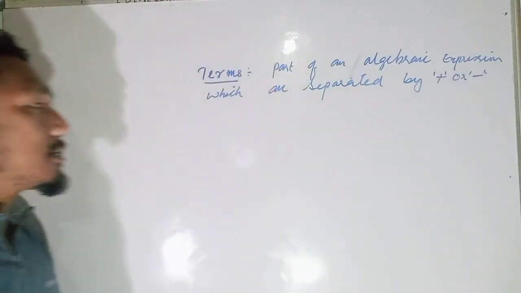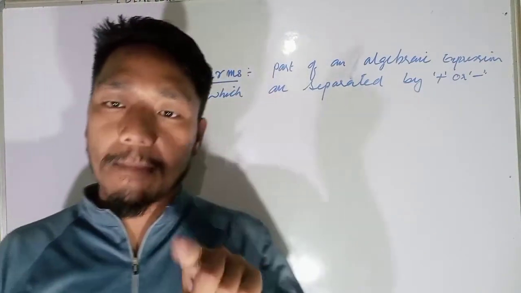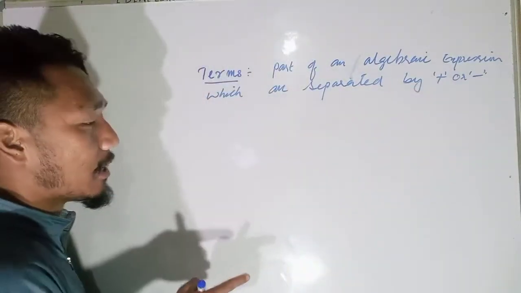The term is what? Between the two numbers, if they have been separated by either a positive or negative sign, additions or subtraction sign, then only we consider them to be terms. It may be a single term, it may be a double term, it may be a triple term.